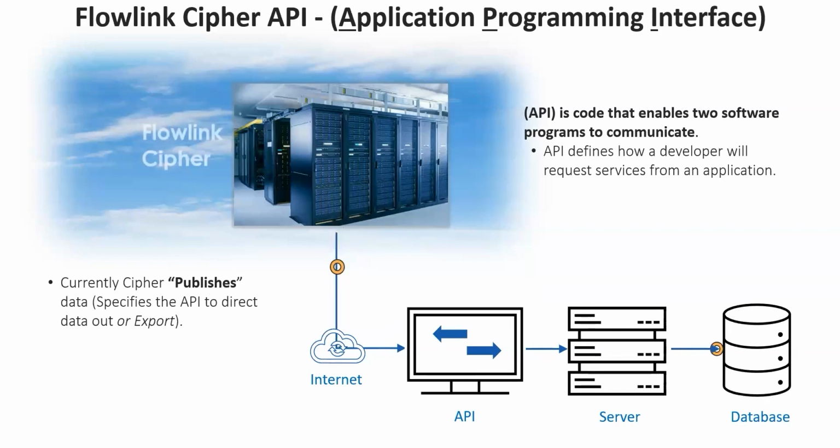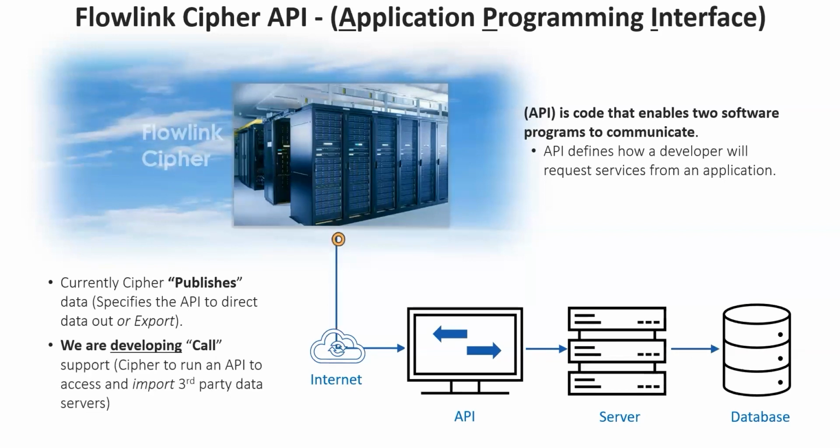With that being said, we are also developing right now the call support, which means we will then be able to take Flowlink Cipher and grab data out of other third-party databases. So this is something we're working on now. It does heavily rely on whether the third party allows you to get data out of it, if it's open source or not. So there's going to be a little bit of development there as well, working with the third party to make sure it's freely available from them. But if it's available, we can then bring that into Cipher, so it will show up as a site just like your other sites do now in Cipher.